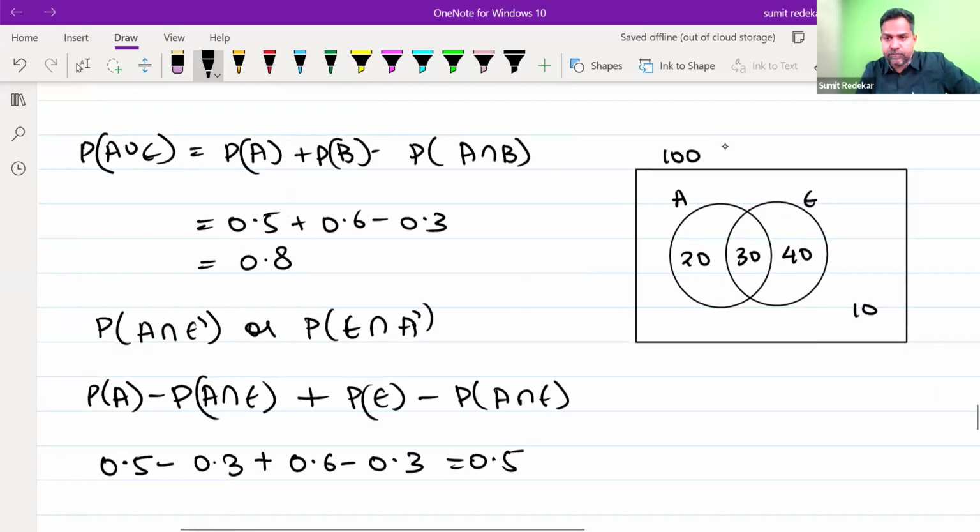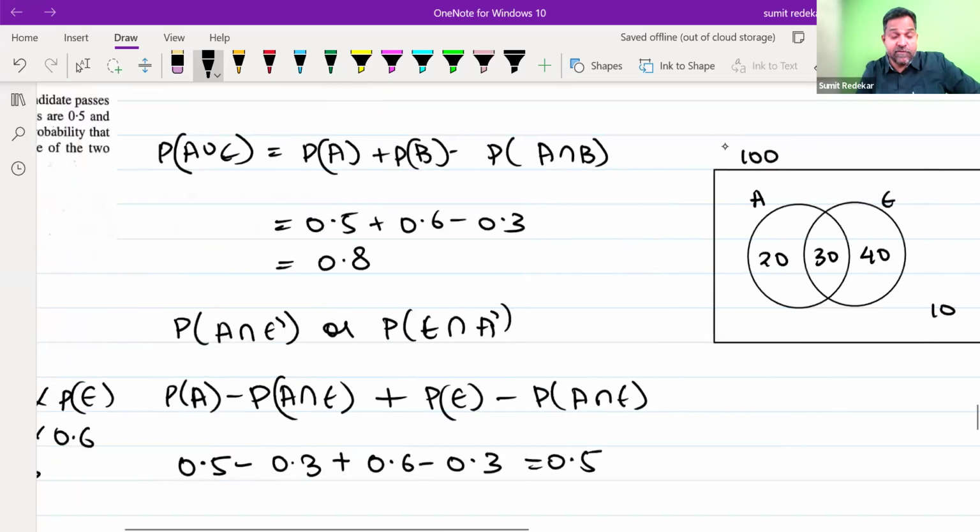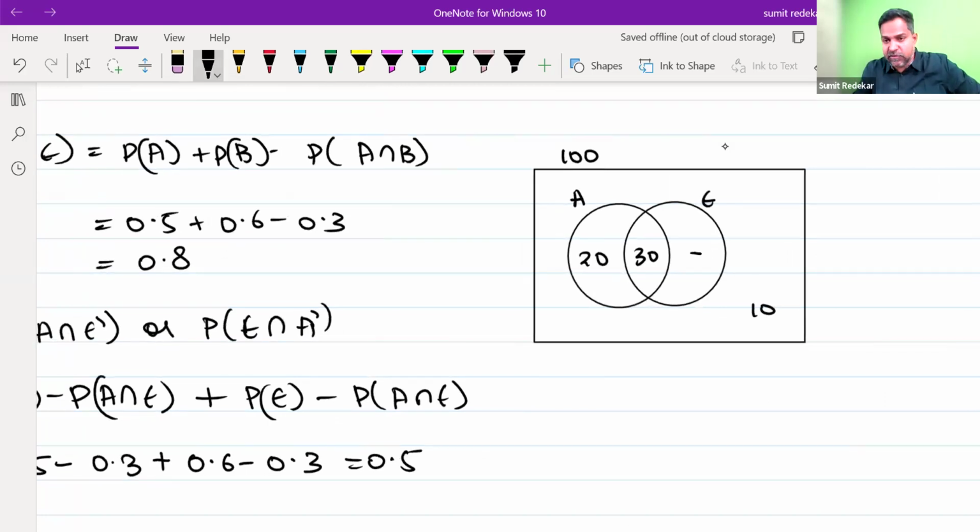What do you want? 1 minute. Have I made a mistake? Yes, this is 60, sorry. So if that is 30, this is also 30. 30, 30, 60 plus 20 is 80. So this is 20. What do you want?